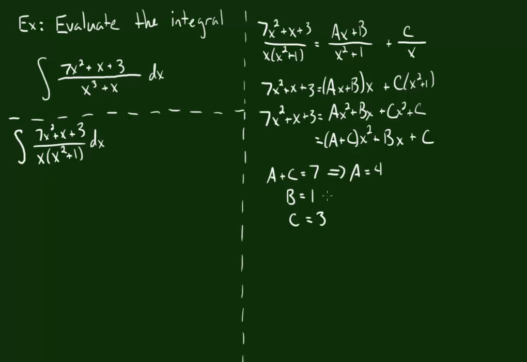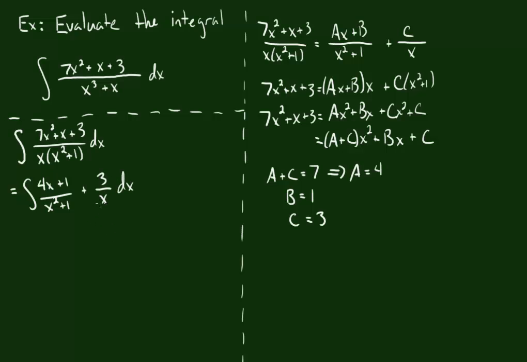So now that we know all of this, we can just put 4, 1, and 3 in up here for our numerators, and this integral that we had a lot of difficulty with before, this very unpleasant looking integral, has turned into the integral of 4x plus 1 all over x squared plus 1, and then plus 3 all over x.